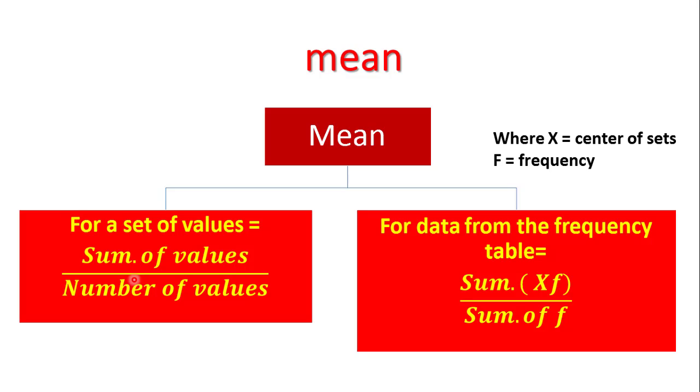If you have a set of data, we studied in prep 1 that the mean is the summation of values over the number of values. This year we will take some new information. For a frequency table, if you want to calculate the mean, you will use this rule: summation of x f over summation of f. X is the center of the set and f is the frequency. We will see that in the exercises.